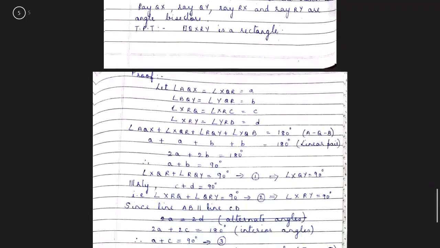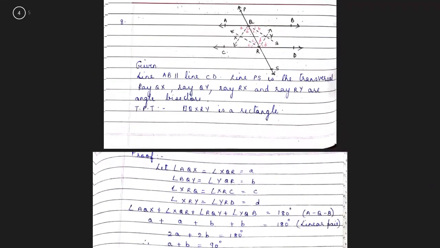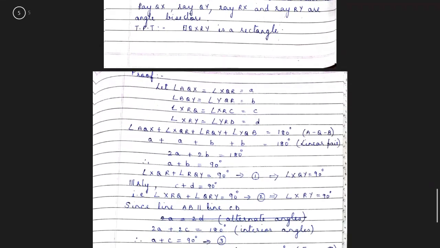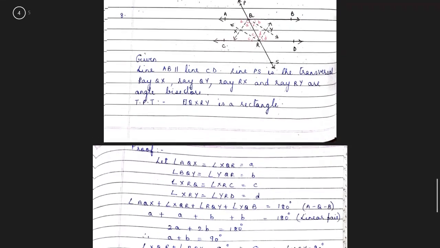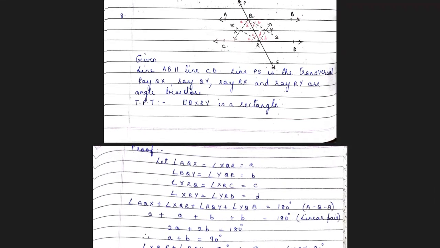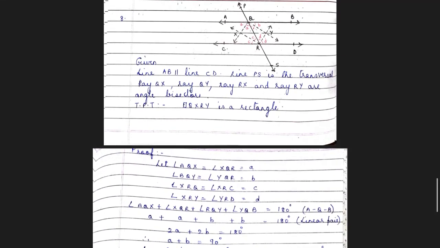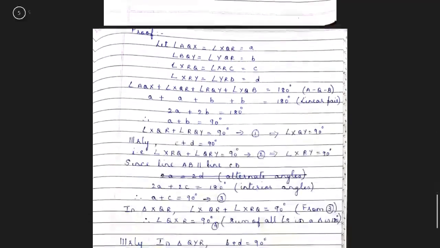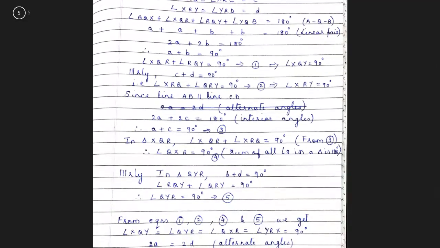Now, line AB is parallel to line CD. So, I will write 2A plus 2C equal to 180 degrees. What's the reason for it? They form a pair of interior angles. We are talking about angle AQR and angle QRC. Children, I hope you're understanding. Look at the figure carefully. Angle AQR plus angle QRC is 2A plus 2C. They form a pair of interior angles which is supplementary. And so, 2A plus 2C is 180 degrees and A plus C is 90 degrees. Okay. Now call it equation number 3.